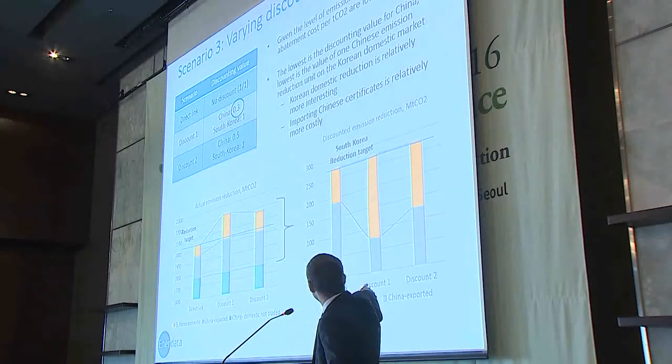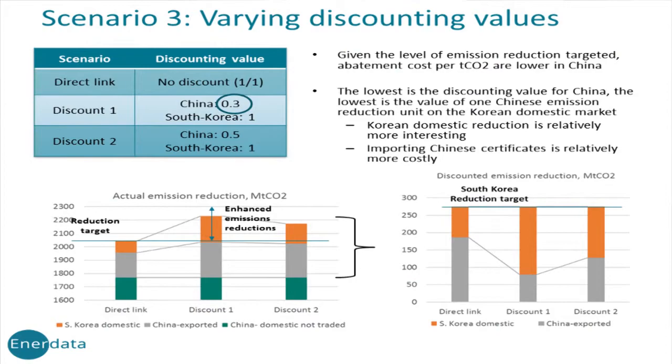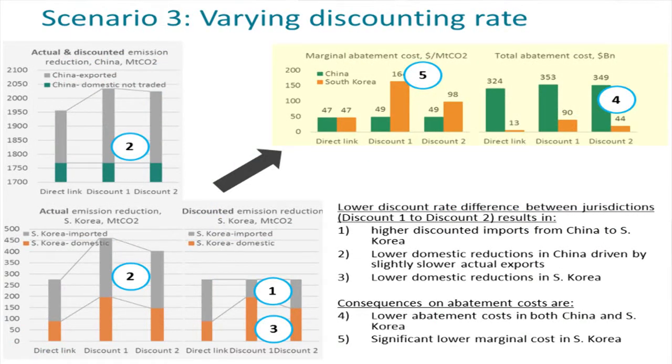And in South Korea, when you move from discount 1 to discount 2, because you're discounting less in the discount 2 scenario, it's more interesting for South Korea to import from China. So there will be less domestic reduction in South Korea when the discounting value is increasing. So here is the analysis. When you are increasing your discounting value, you will have more import and less domestic reductions. So with the discounting value, compared to the direct link scenario, you will have more total reductions, which means more abatement cost. You can see it in this graph.